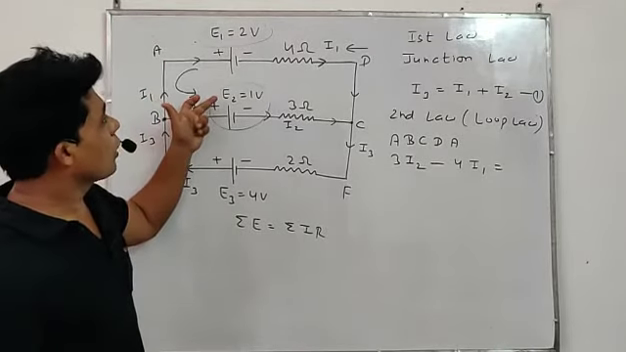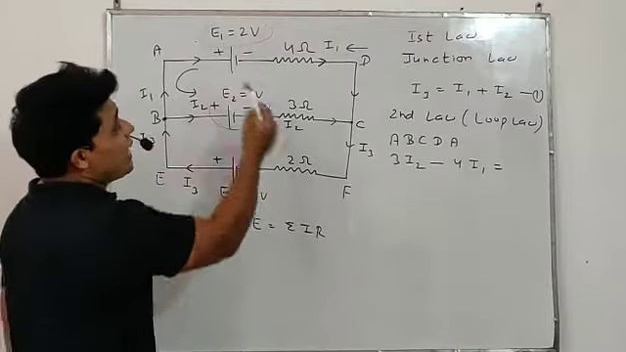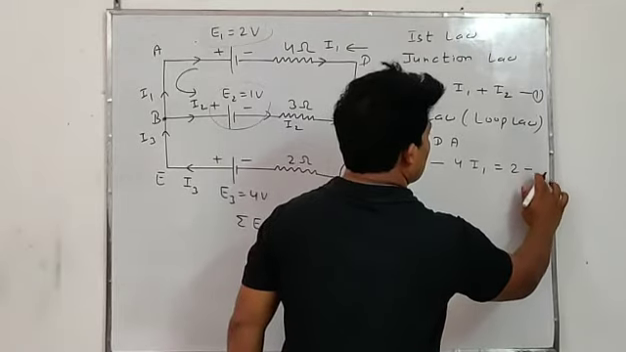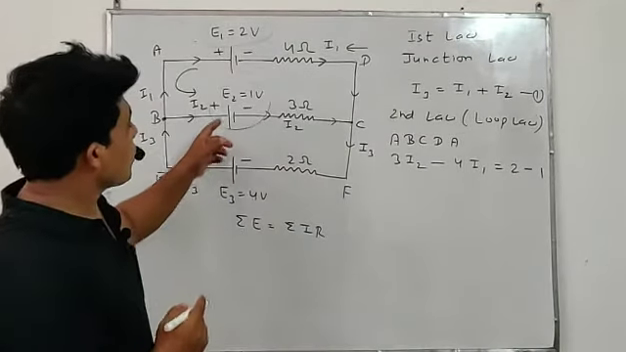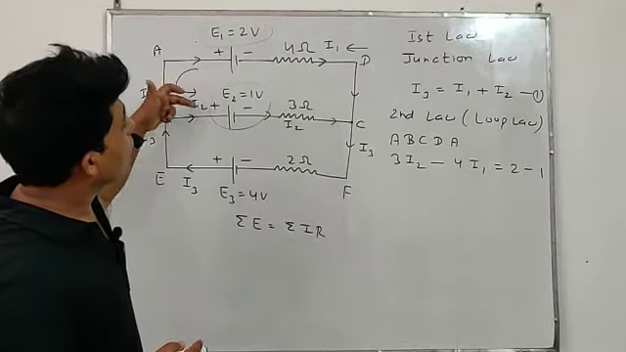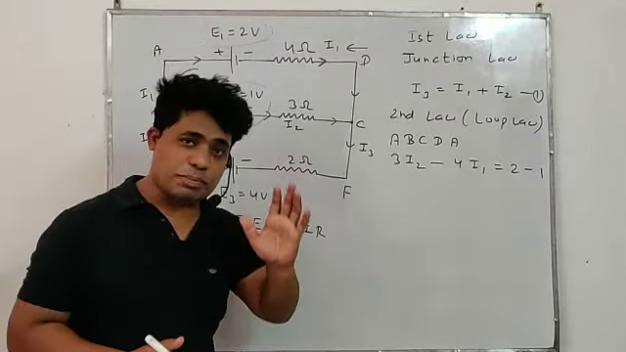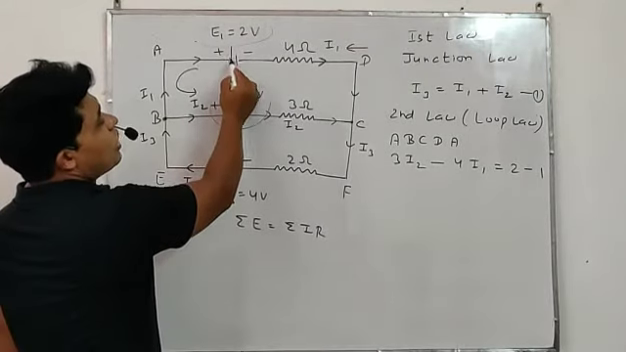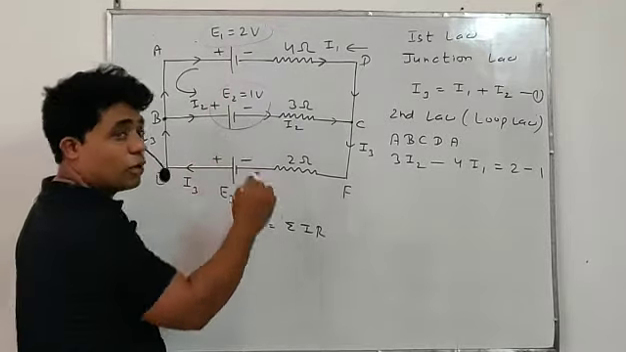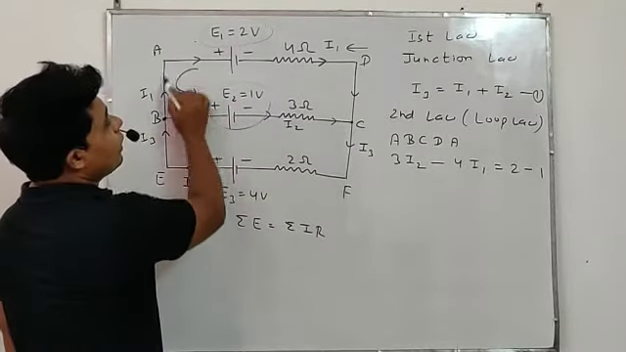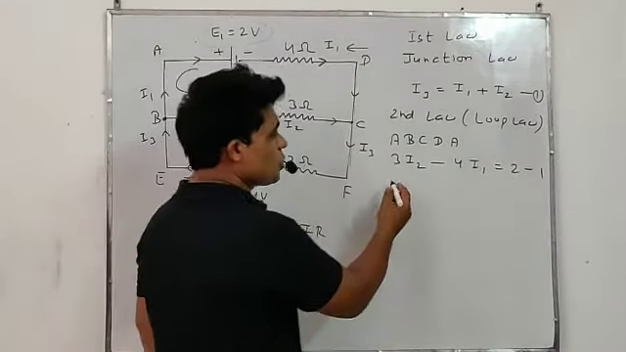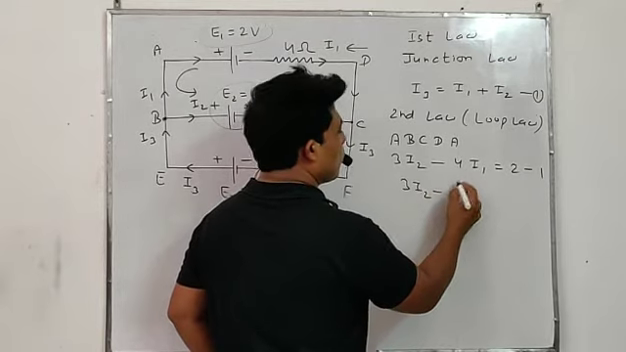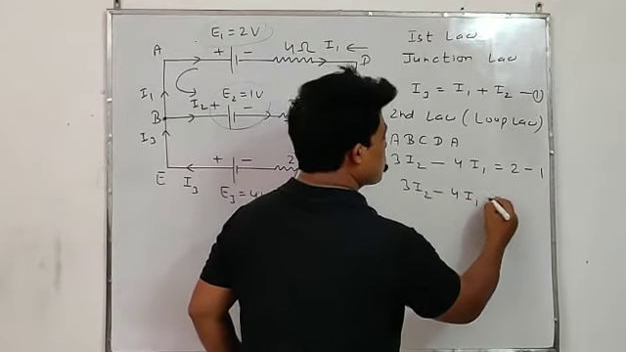E1 is 2 volt, so we'll take the difference as E1 minus E2, 2 minus 1. If we started from E2, then we'll take E2 minus E1. We'll always take the difference of potential from where we started to another. We started from E1, so that's why E1 minus E2. If we started from E2, then we'll write E2 minus E1. Now students, solve this: 3I2 minus 4I1, 2 minus 1, 1.